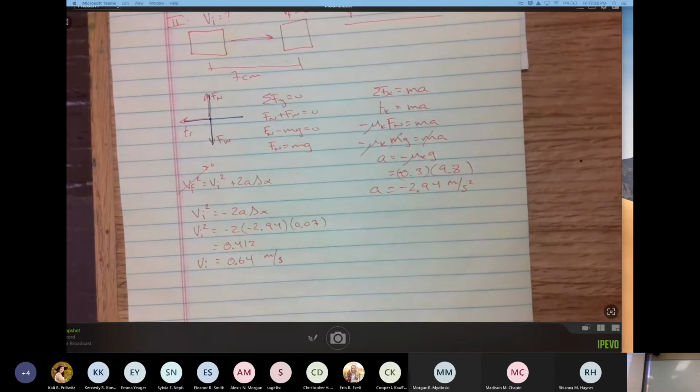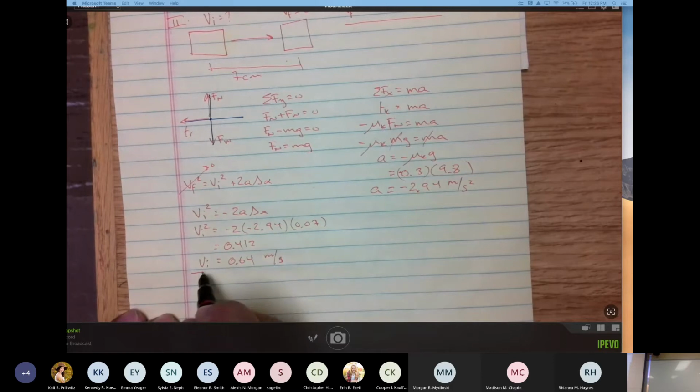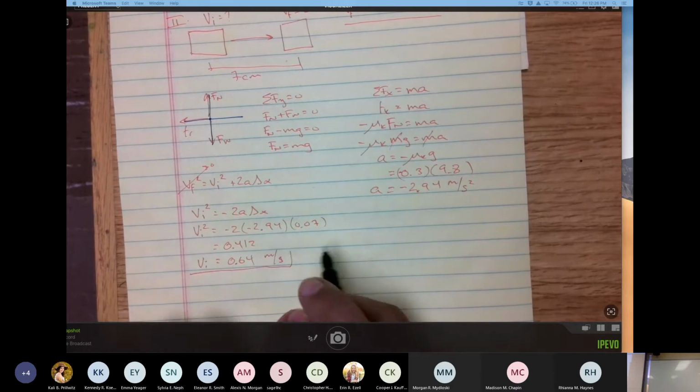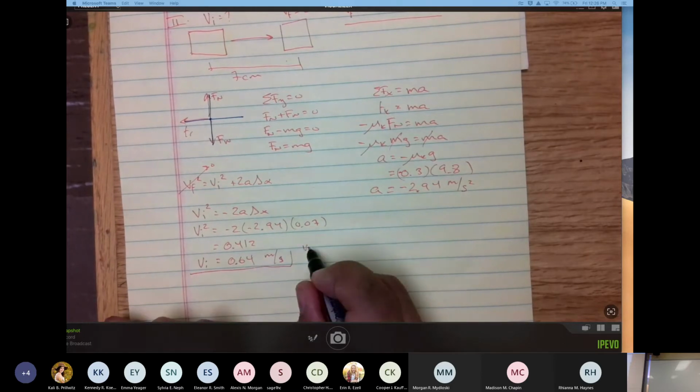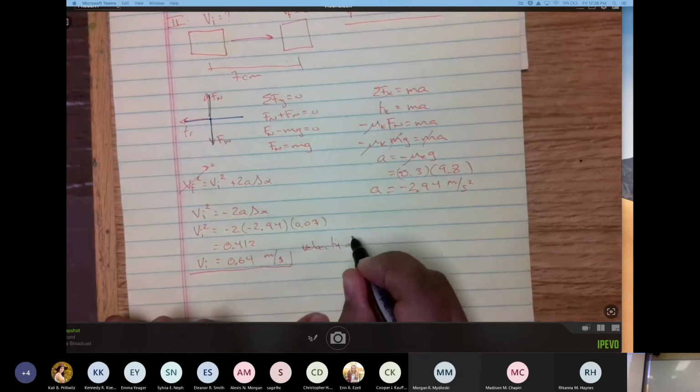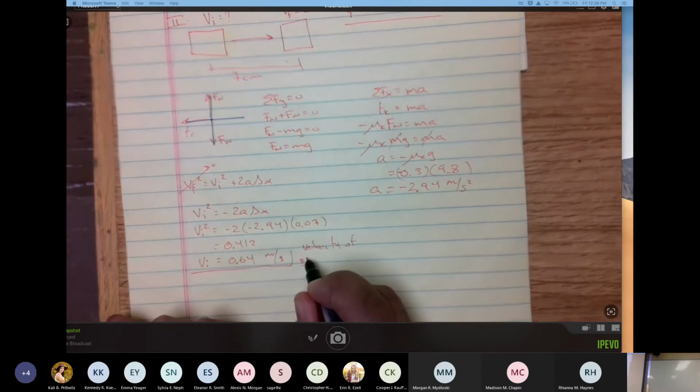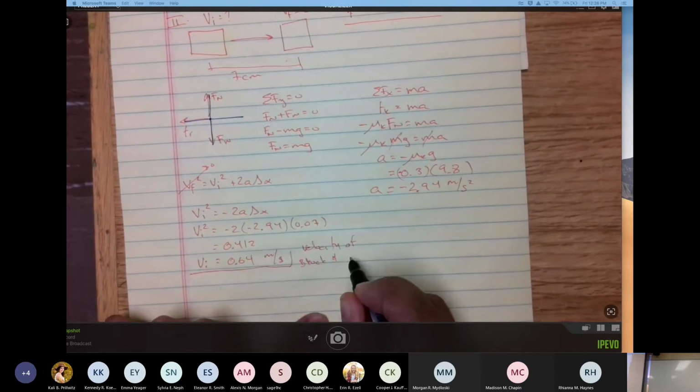Okay, so remember, this is the velocity of the block and the bullet after the collision.